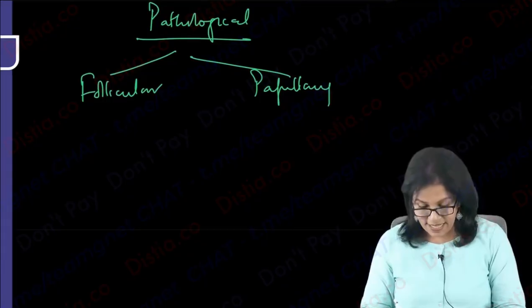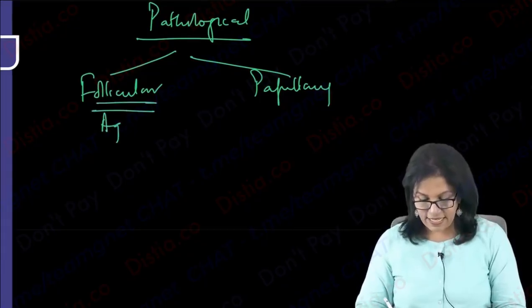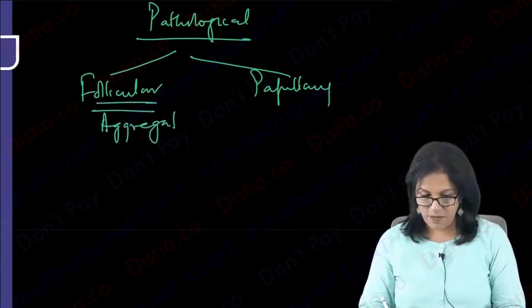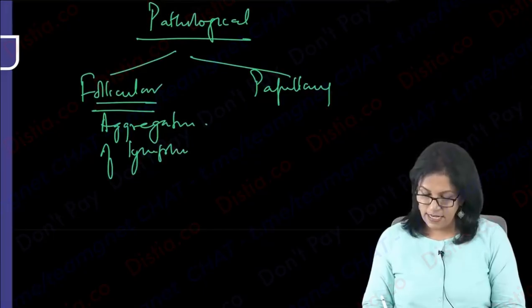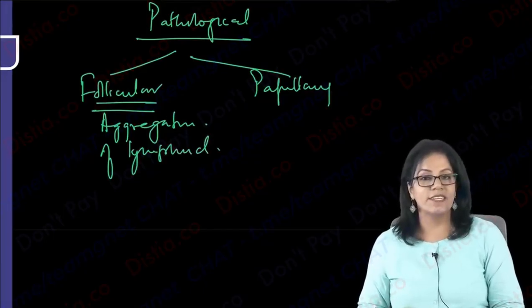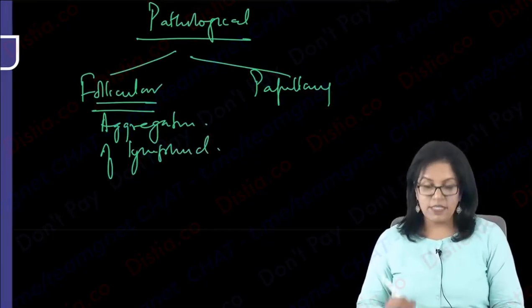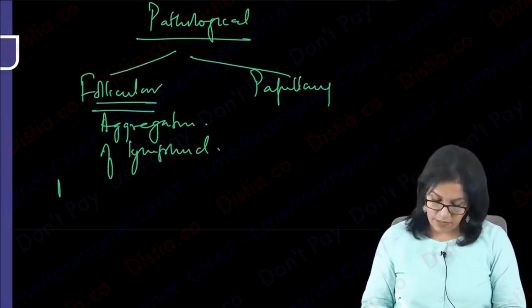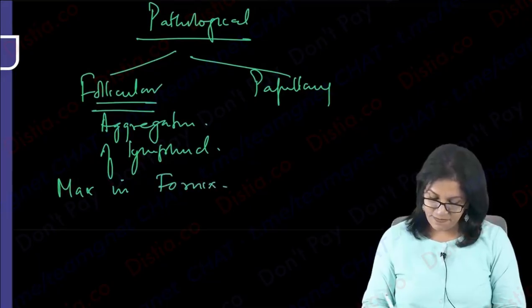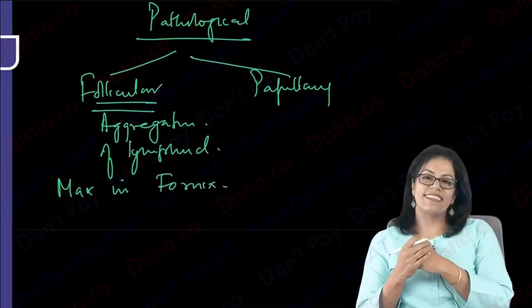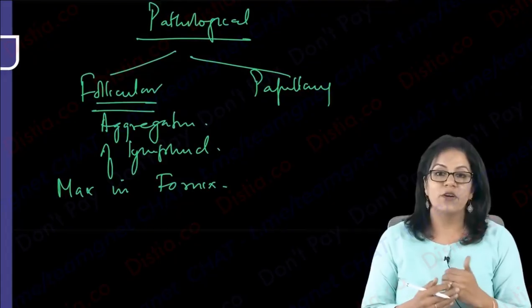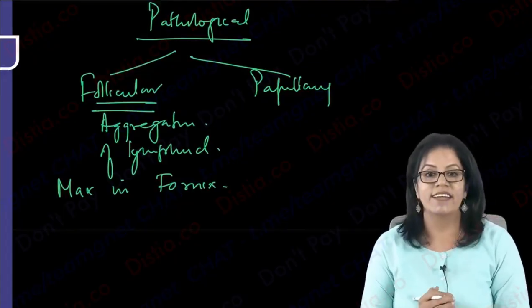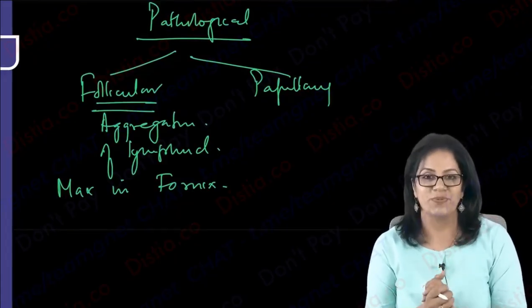Follicles are nothing but aggregations of lymphoid cells. Keep in mind these are aggregations of lymphoid cells. Follicles are maximum in the fornix. Keep in mind. Another interesting fact here is, when you say follicles, we are mainly talking about these lymphocytic aggregations in the adenoid tissue.